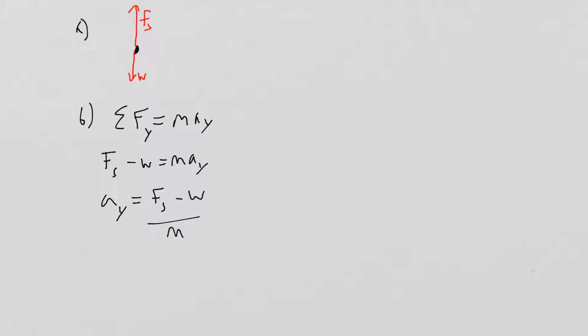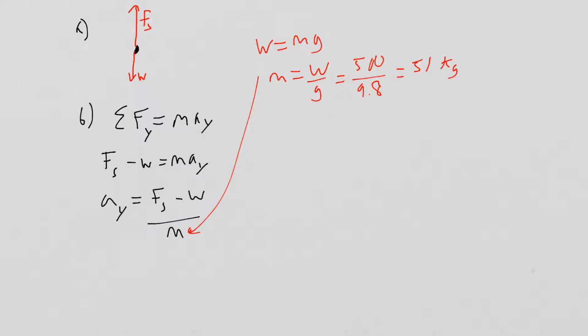We don't have the mass directly, so I need to figure that out. We know that W equals mg, so m is W over g, which is 500 divided by 9.8. So we can find his mass, and we should make sure to do that. If you plug those numbers in, you get 51 kilograms. All right, so now we've got his mass. Fantastic.